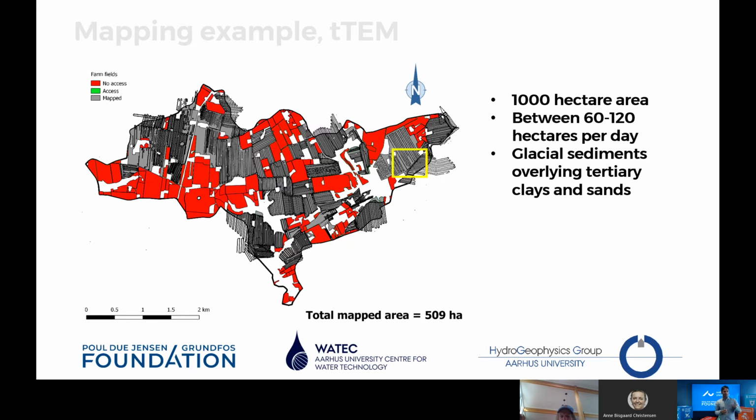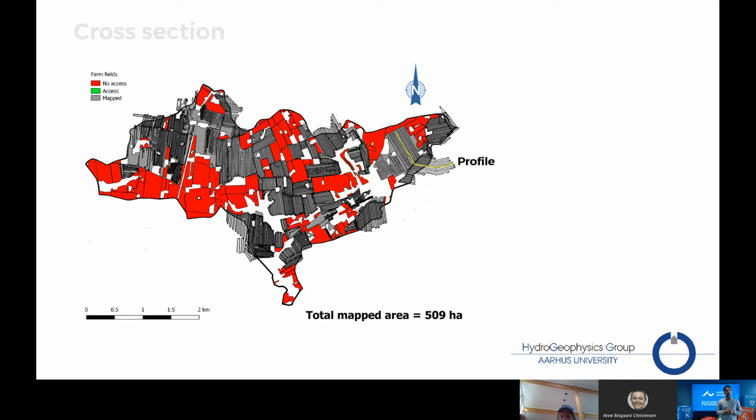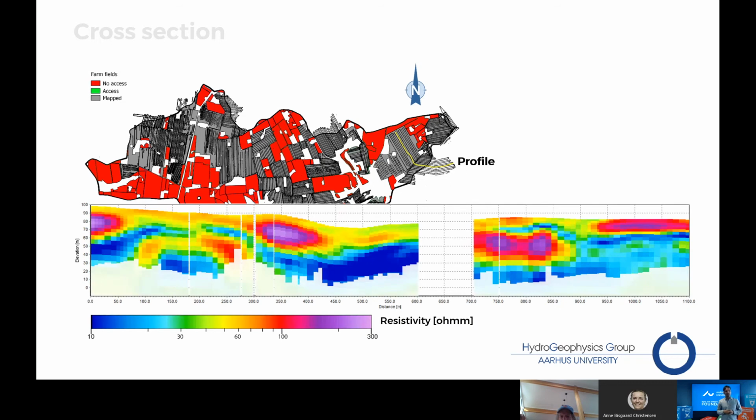So I'm going to show you a profile that is running from northwest to southeast at the top. This is how it looks along the profile. This is one of the very first T-TEM results that we got. You can see here the blue and red color. Again, blue corresponds to the low resistivity clay.